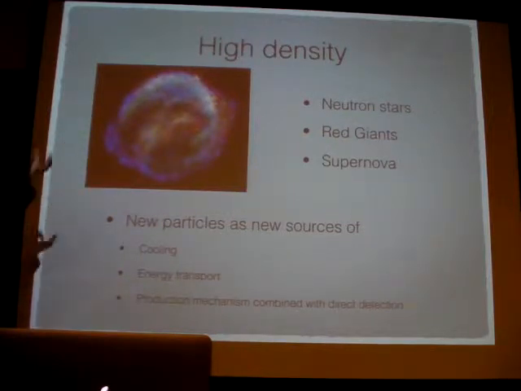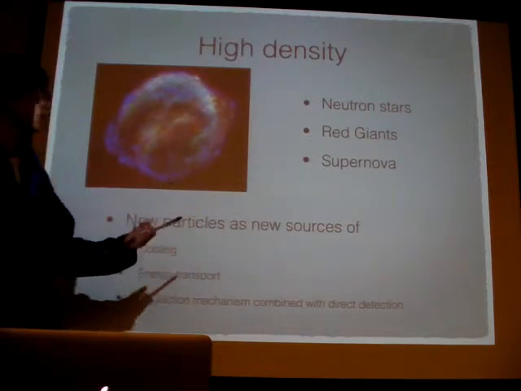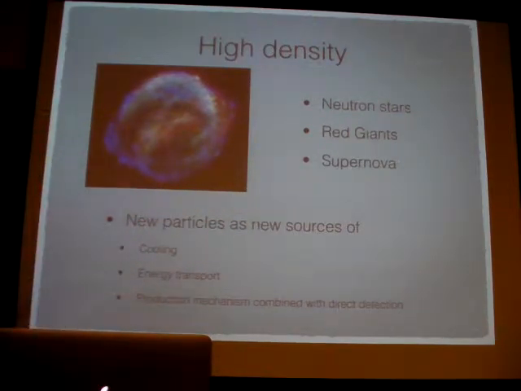And so the way you can constrain new light but weakly coupled particles is, for example, things like cooling. This is the standard supernova argument: if you produce new particles in a supernova and they start carrying away too much energy, you can prevent the supernova from happening.